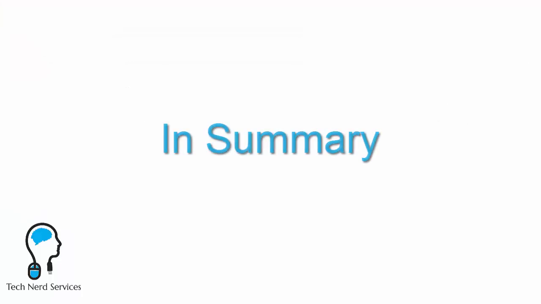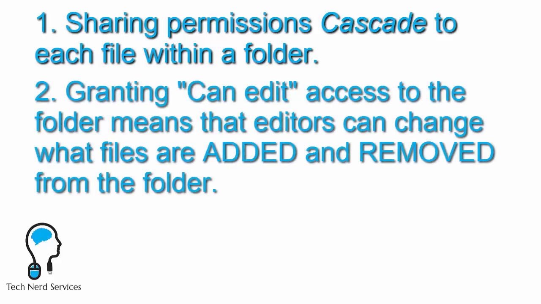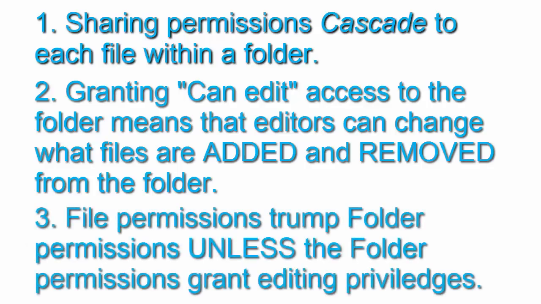In summary, we just want to go through those 3 points. So sharing permissions cascade to each file within a folder when that folder is shared. Granting can edit access to a folder means that editors can change which files are added and removed within that folder, so files can disappear. And file permissions trump folder permissions unless the folder permissions grant editing privileges.